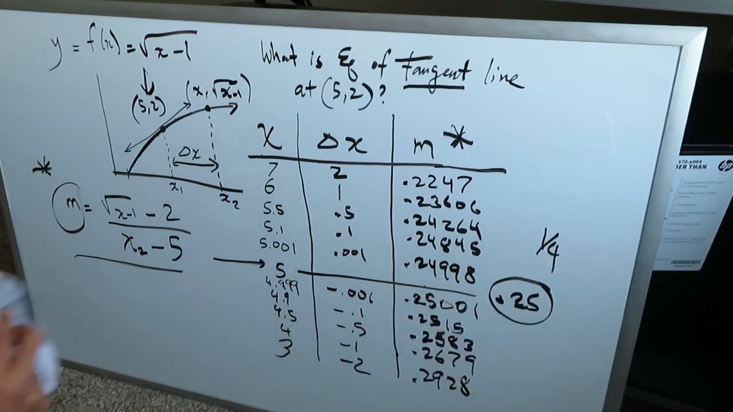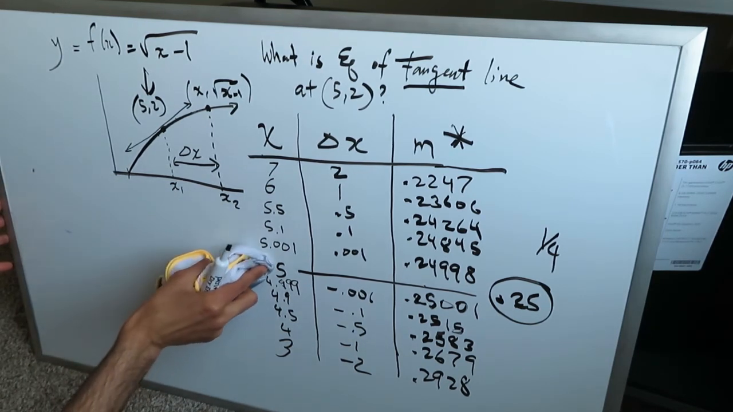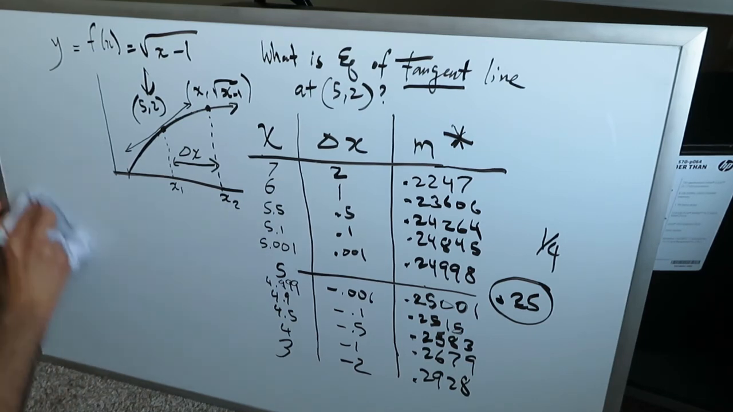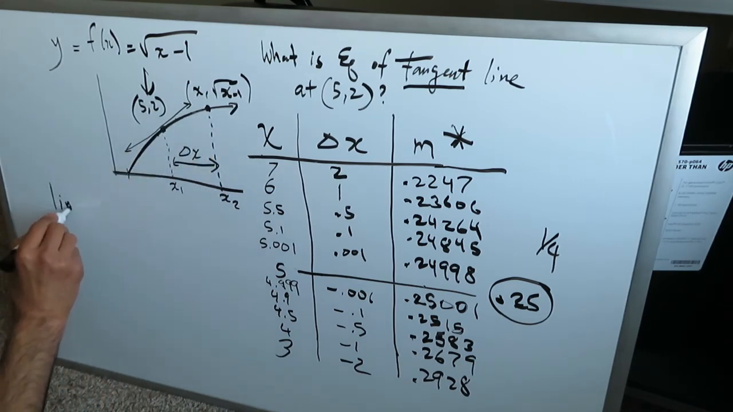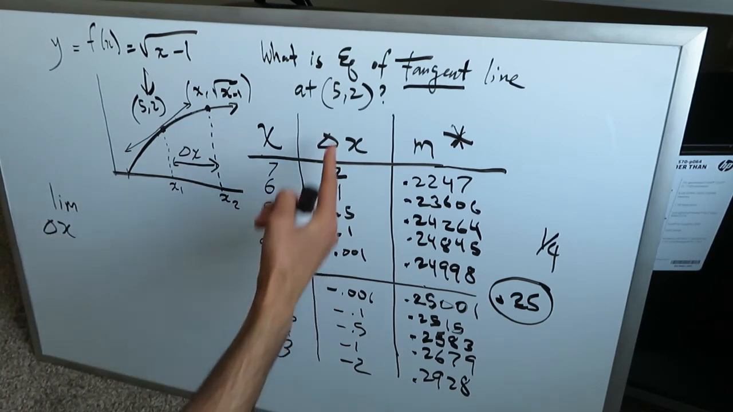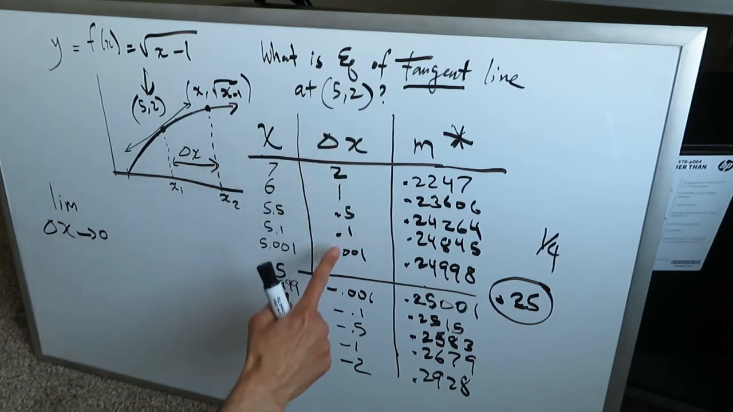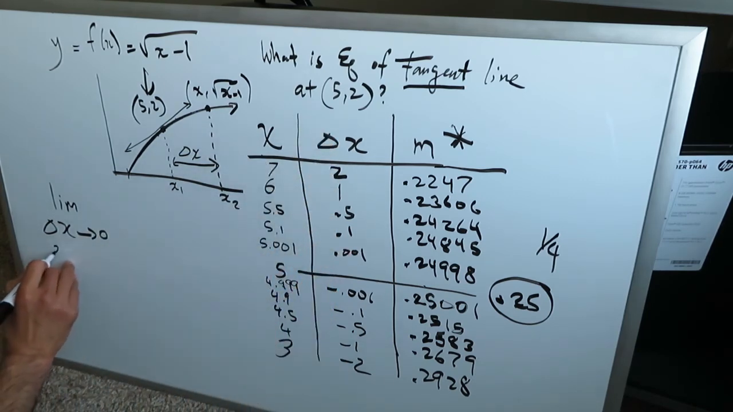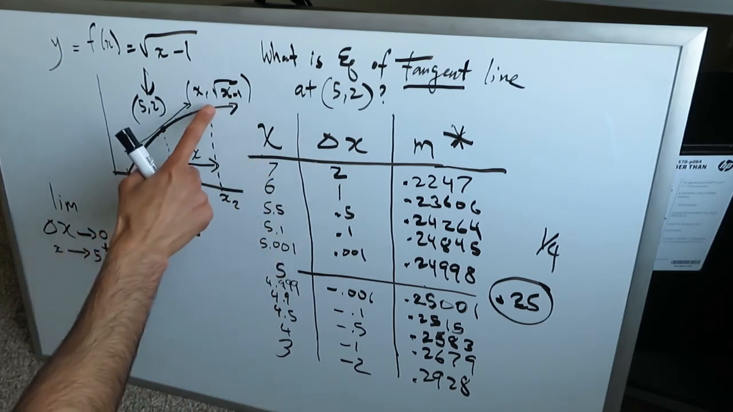So allow me to erase this and show you how we can write this in terms of limits, because limits will represent one of the definitions we need to present. We're going to present two limits, one from the right side, one from the left side. So check this out: limit as delta x. Why am I using delta x? Because we're emphasizing so much on delta x. As delta x approaches 0, or you can say as the x values approach 5 from the right. You see, we're looking here from the right side.